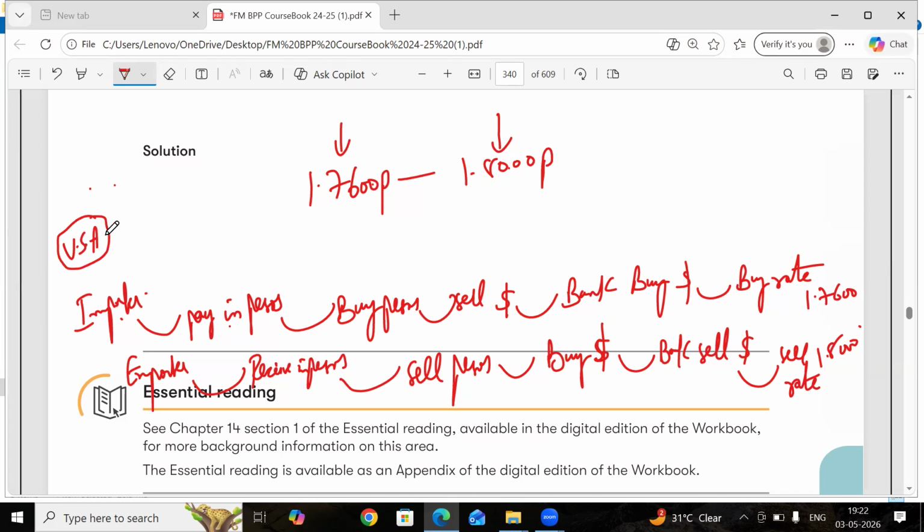Your home country is US and you're dealing with suppliers from other countries. They have supplied goods, you have to make the payments to them. So as an importer, you have to pay in pesos, you have to buy pesos. For buying pesos, you have to sell dollars. If you sell dollars, the bank will buy dollars and the bank's buying rate is 1.7600. The bank will buy at this price and pay you this many pesos for $1.